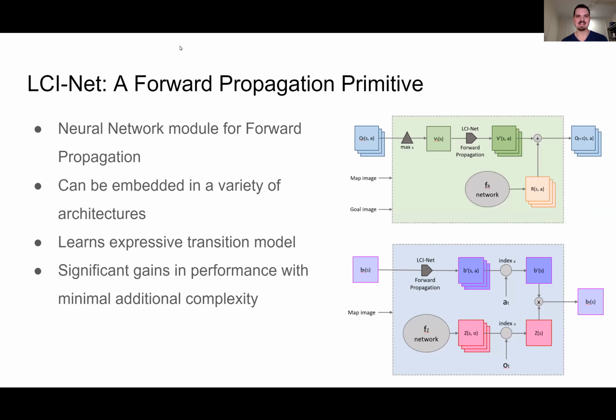LCI-Net, short for locally connected interrelated network, is a neural network module for forward propagation. It can be embedded in a variety of neural network structures and learns an expressive transition model which efficiently captures key environment features. Adding the LCI-Net module to existing architectures enables significant gains in performance with only minimal additional complexity.